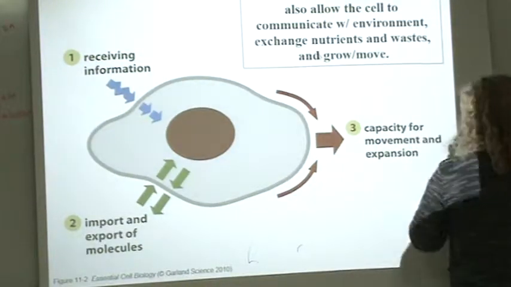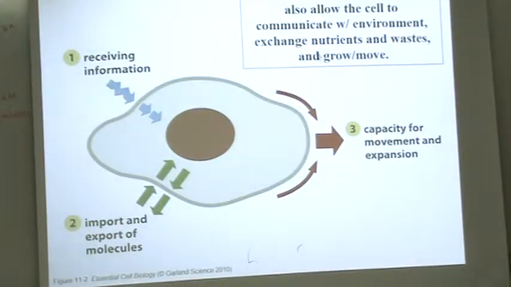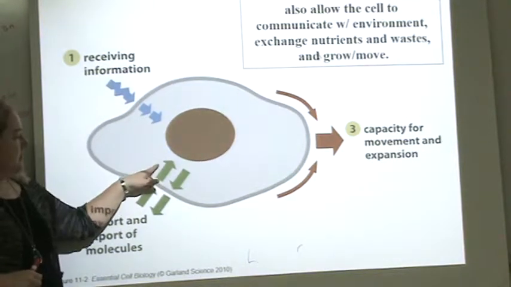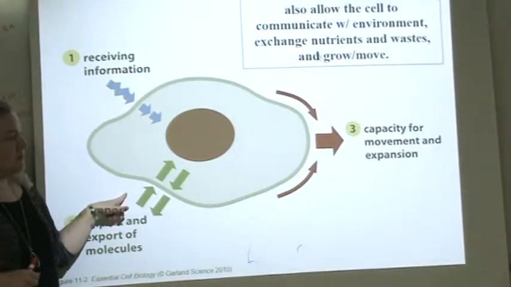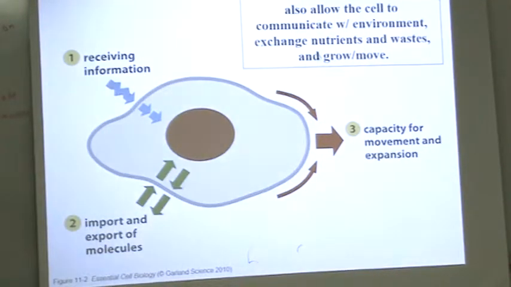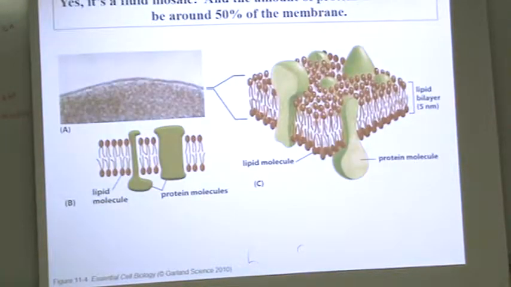And the third function is related to how the cell can move. How can the cell move or grow and still maintain a boundary? This one I don't talk about as much in this class, and it's not in this unit; it comes later. So the membrane must be able to send and receive signals, control passage of molecules, and also let the cell expand and grow or move. It has to accomplish all of those things.